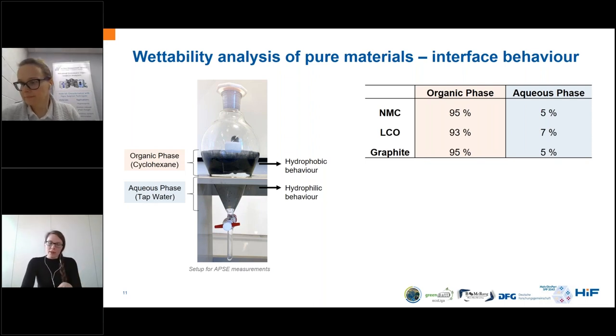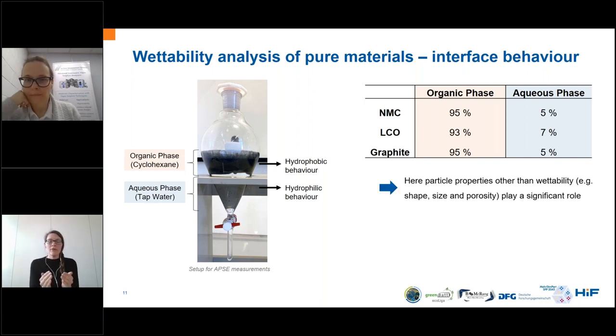But for this method, what I was saying early on when I introduced to you the different techniques, here also other particle properties come into play. So the behavior of the particles at the interface is not only determined by the contact angle, but also by the particle shape, by the particle size, porosity, roughness, and there are a lot of other factors that we have to include here in order to explain this behavior.